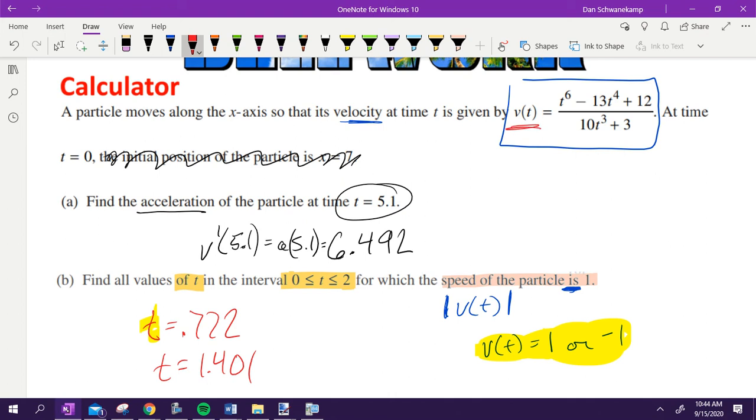They told me velocity. The first one was easy. We just used math 8. The second one, we wanted to know speed, which is the absolute value of velocity. And so I want to know when it was equal to 1 or -1, both the values there. Okay.